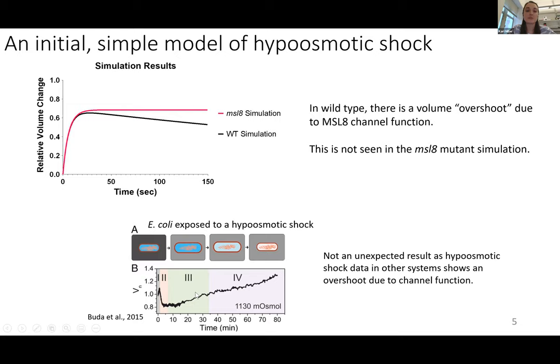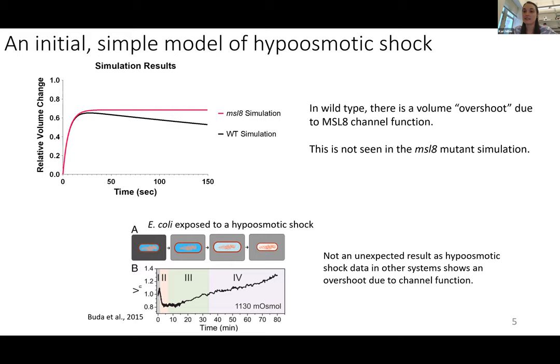And the time scale is different. This is in minutes, but you can see very early on right here, there's an overshoot in the volume and then it drops back down before recovering. So this overshoot due to MS channel function, in this case, it's MscS and MscL, is pretty common. So we really weren't too surprised that this is what's happening, because essentially what we're modeling is that the osmolytes are leaving the cell and then the water is following and it's shrinking the cell back down. So not too unexpected, but now let's see if that's really what's happening in the pollen grain system itself.